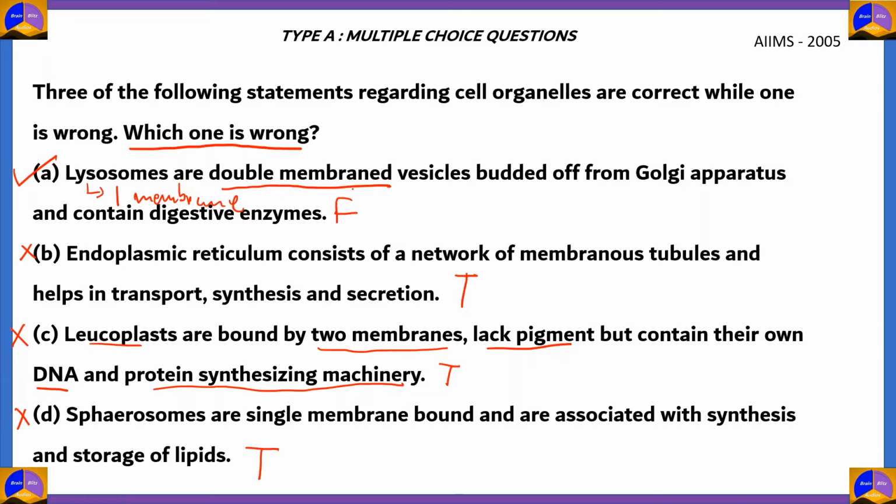And since the statement is wrong, our answer will be A, because we're asked to find out which statement is wrong. All of the options are really important here, because here we need to find out which one is wrong and we need to learn which of the others are correct.